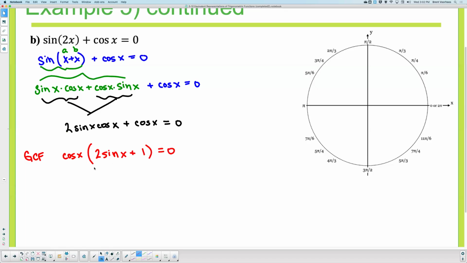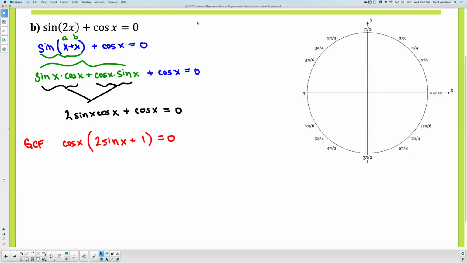And now we can use the zero product property to solve from here. If you've forgotten the zero product property, what that means is if you're multiplying and you get a product of 0, that means one of these factors, either cosine or the factor 2 sine x plus 1, has to equal 0. So you set up that cosine x equals 0, or the other situation, 2 sine x plus 1 has to equal 0. And we're going to solve from there.